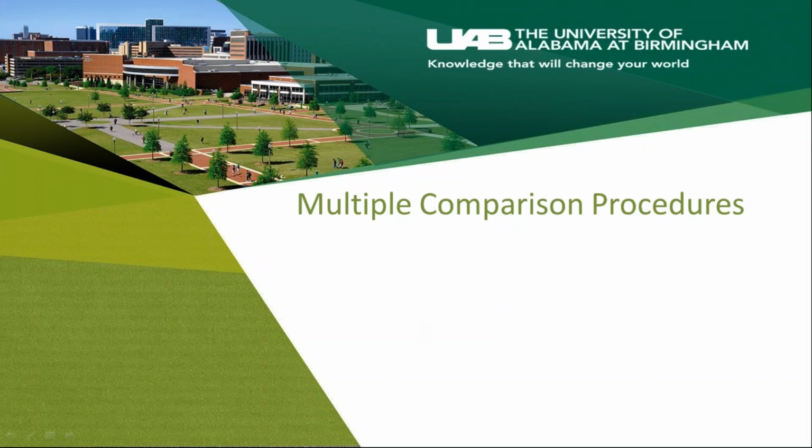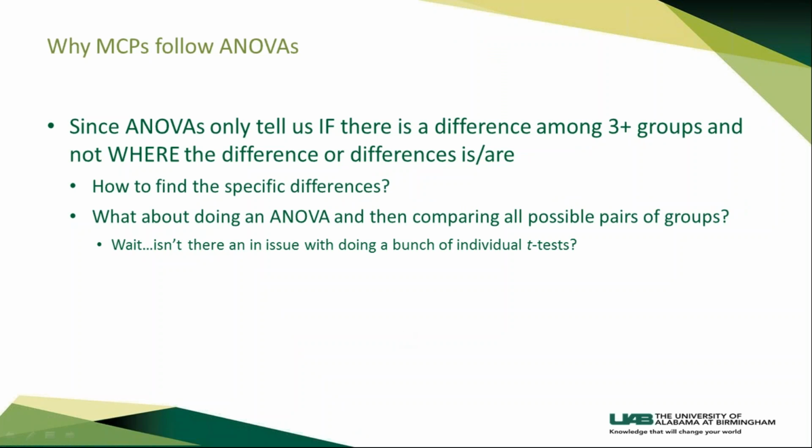Okay, so to follow up ANOVAs, we want to look at multiple comparison procedures because that's where they come in. So we just saw that one of the shortcomings of the ANOVA is that although it's great for telling us when we have three or more groups that there is a difference, if we do have a significant F-test, the shortcoming is we don't know where that difference is, or if there's a difference among all the groups or if it's just between a few specific few. So how do we spot these specific differences?